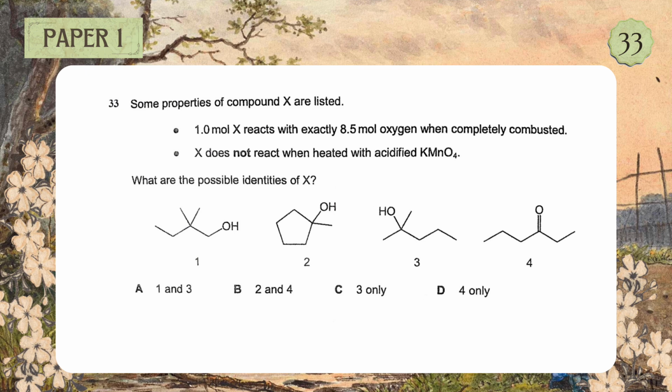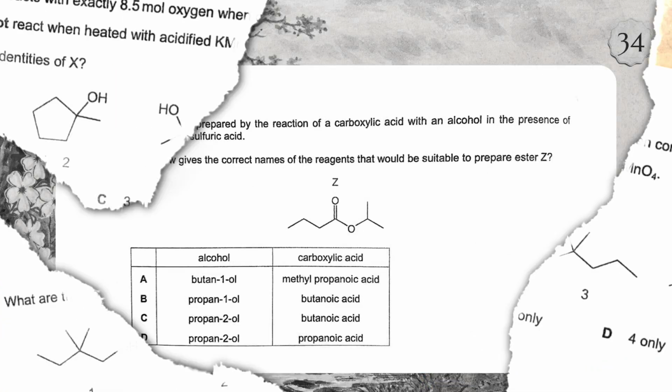The oxygen balance works perfectly. 6 times 2 plus 7 equals 19 oxygens on the right. 1 plus 8.5 times 2 equals 19 on the left. Molecule 2, C6H12O, would need 8 moles of O2. Therefore, only molecule 3 fits both clues perfectly. The answer is C.